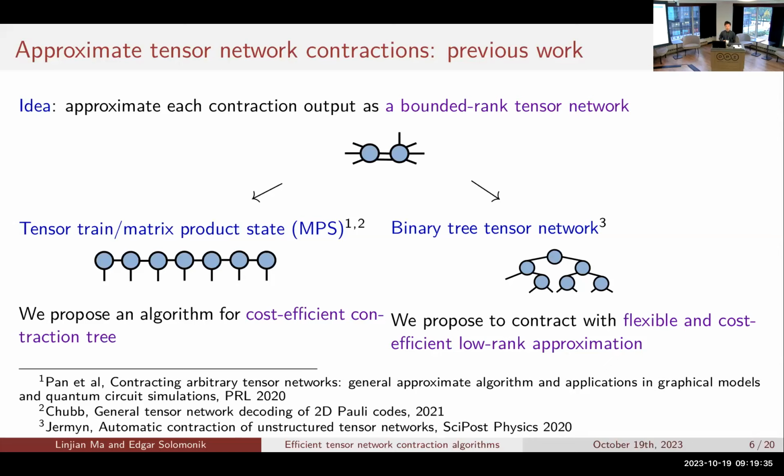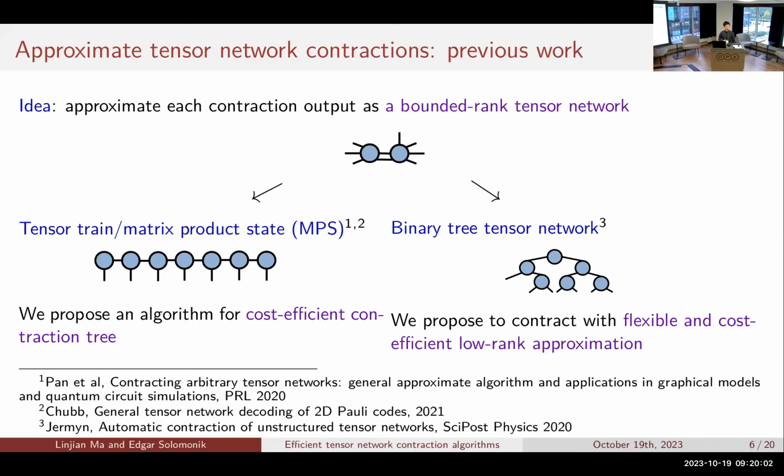And previous works consider different tensor network structures. One line of work considers using Tensor-Train or matrix product state to approximate the large tensor. And the other line of work considers using general binary tree tensor network to do the approximation. Here, the Tensor-Train has a line structure, and it is actually an unbalanced binary tree structure.